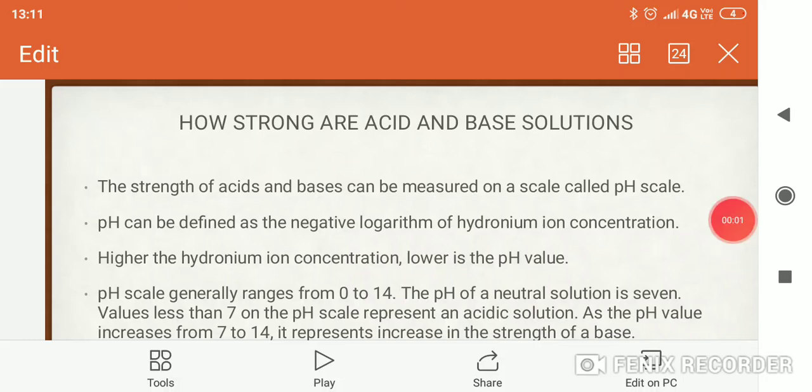Welcome back everyone. Today we will discuss how strong acid and base solutions are. The strength of acids and bases can be measured on a scale called the pH scale. pH can be defined as the negative logarithm of hydronium ion concentration. The higher the hydronium ion concentration, the lower the pH value.